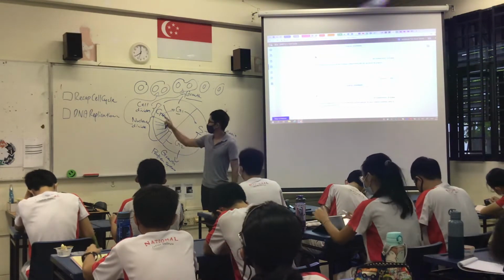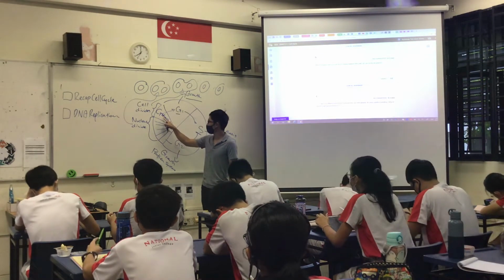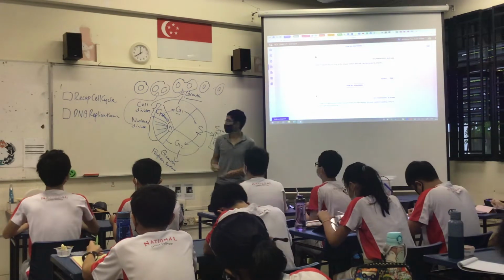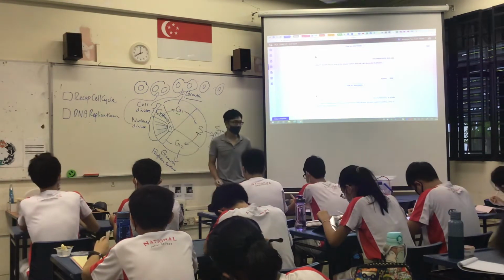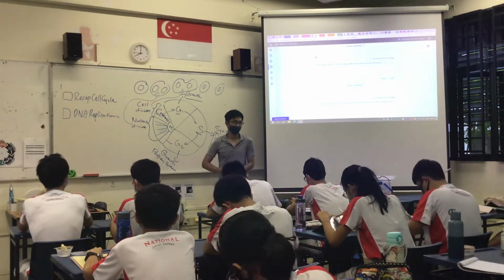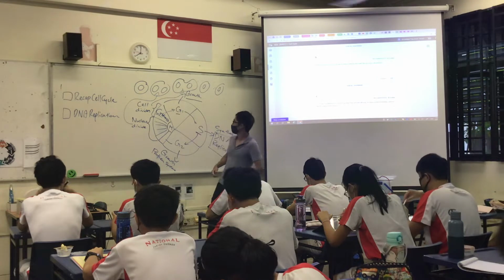Cytokinesis. C-Y-T-O-K-I-N-E-S-I-S. Okay? Cyto means like cytoplasm. Kinesis means to split into 2. So we are splitting the cytoplasm.